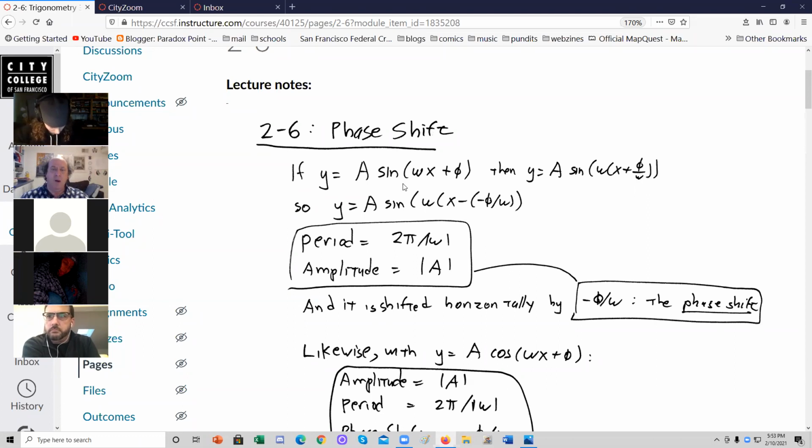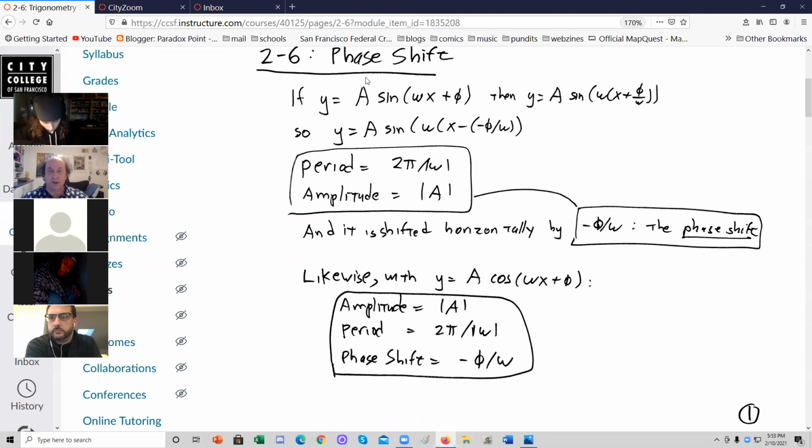All right, now, amplitude is the absolute value of A. Period is 2 pi over the absolute value of omega. And this minus delays it by negative phi over omega. So the graph is shifted horizontally by negative phi over omega. That's called the phase shift.